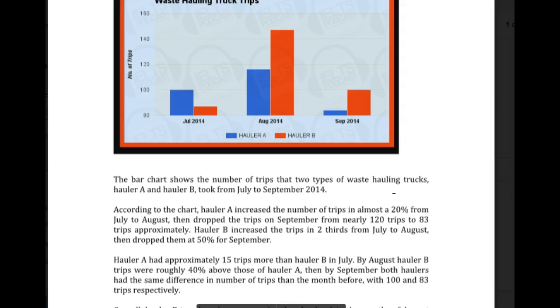Hauler A had approximately 15 trips more than hauler B in July. By August, hauler B's trips were roughly 40% above those of hauler A. I like this grammar here. Then, by September, both haulers had the same difference in numbers of trips than the month before. Okay, this is a little confusing. Okay, this whole little section here, with 183 trips respectively.